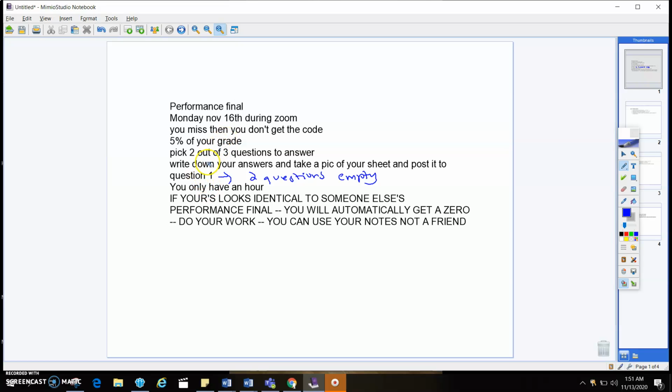If yours looks identical to someone else's performance final, you will automatically get a 0. So if yours looks identical to somebody else's, verbatim, then automatically you get a 0. So make sure that you do your work.